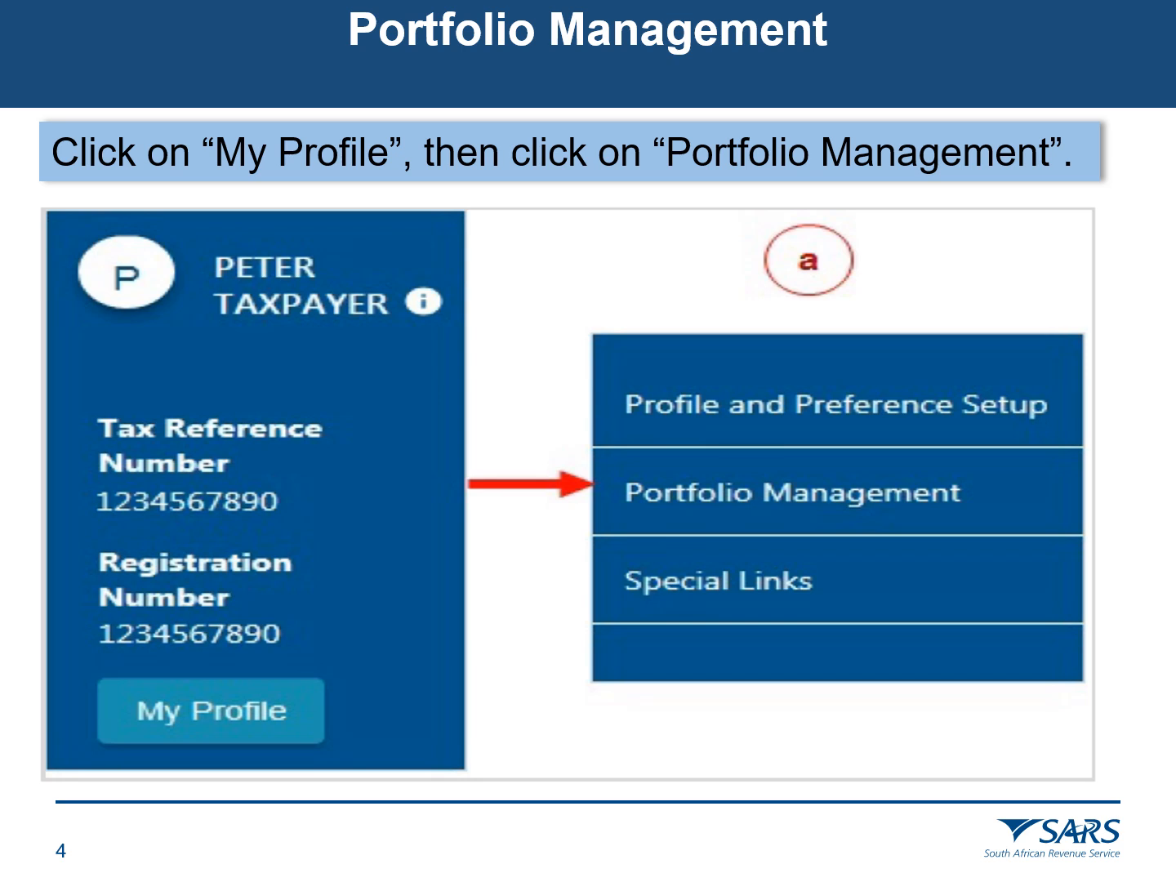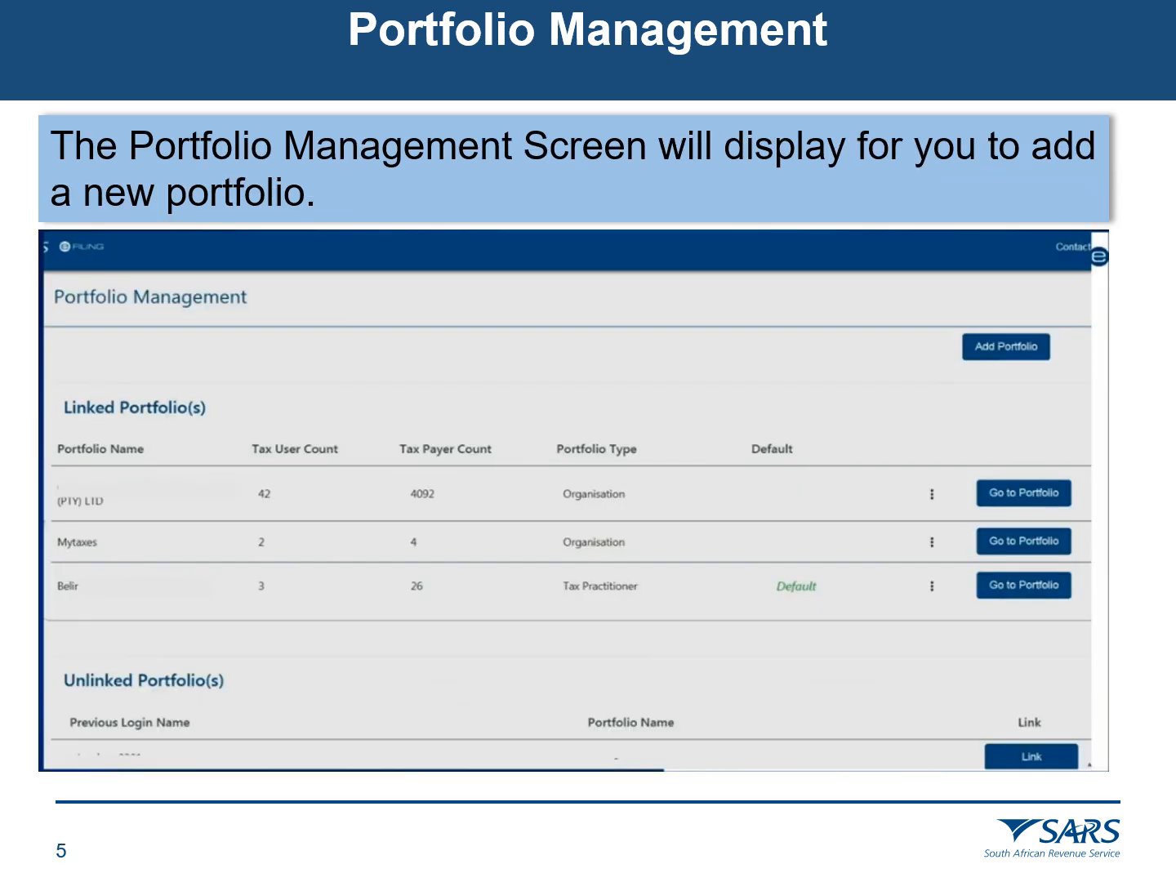First step is to add your portfolio, and in order to do that, you're going to click on My Profile on the left hand side. Once you click on My Profile, then you're going to get a sub menu that comes up. You're going to select Portfolio Management. Once you click on Portfolio Management, the Portfolio Management screen will be now displayed. On the screen, you are now going to add a new portfolio.